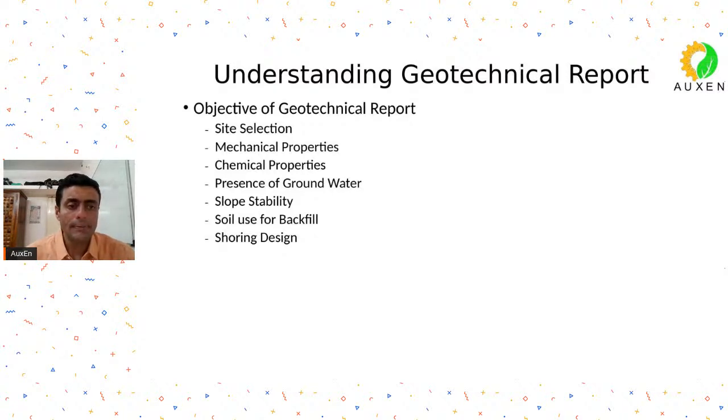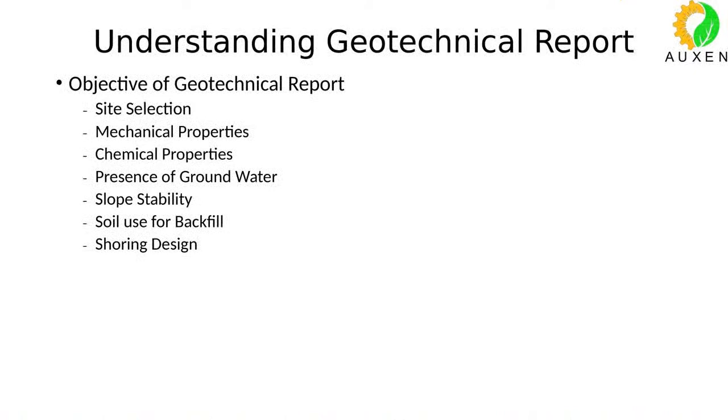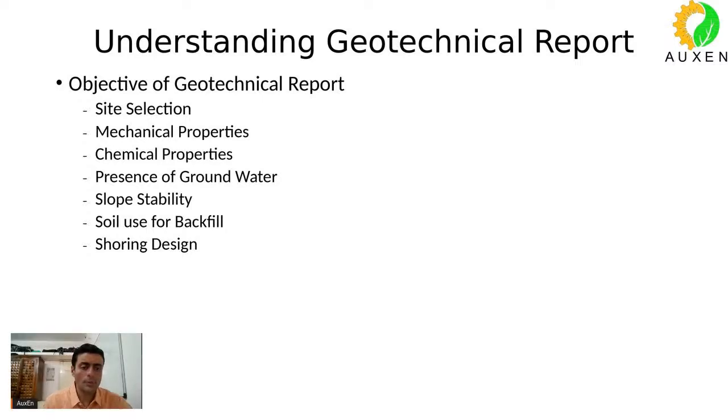Then chemical properties. Which type of chemical properties are we looking at? Chemical properties like the presence of sulfates, chlorides, etc. Sometimes those properties are also quite important. Suppose your soil is aggressive in nature and it has high sulfate or chloride content, then it may be required to know their amounts in your soil, and for that a geotechnical investigation is required.